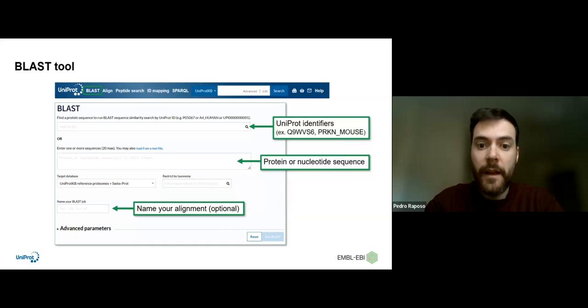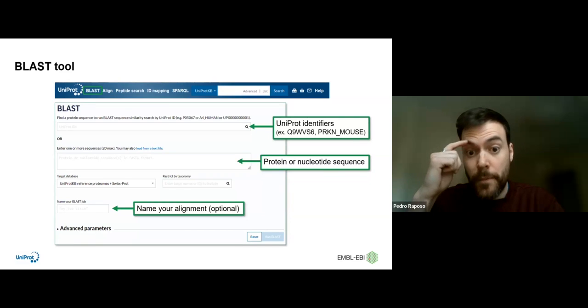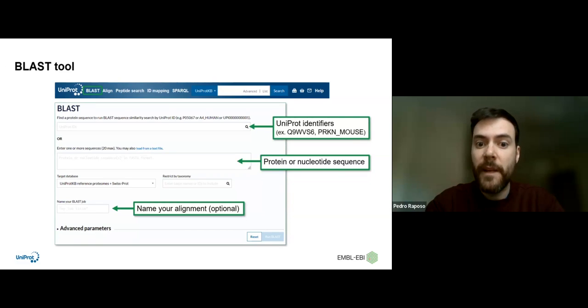Once you have accessed the BLAST tool, you will get this page where you can add the protein sequences along with the header to the second box you can see here. Alternatively, you can simply add a UniProt identifier to the first box, and it will automatically get its sequence.